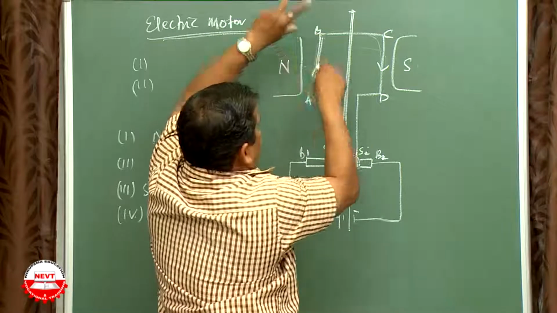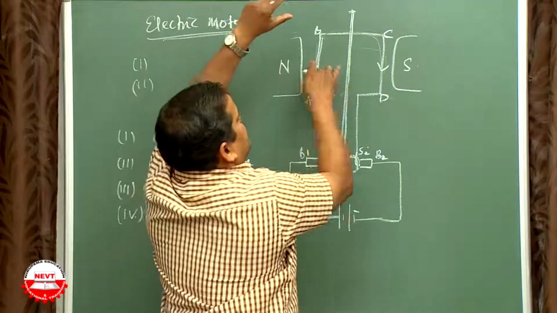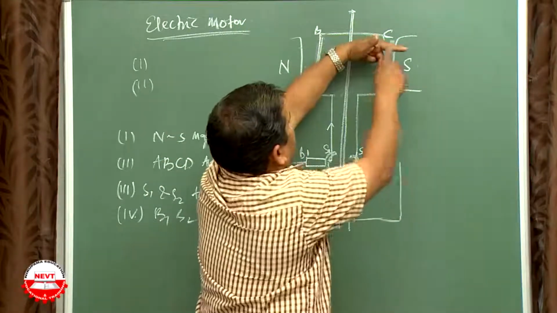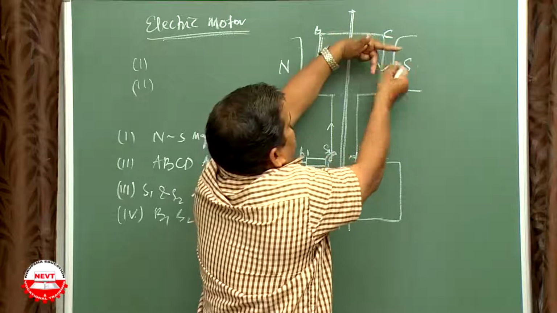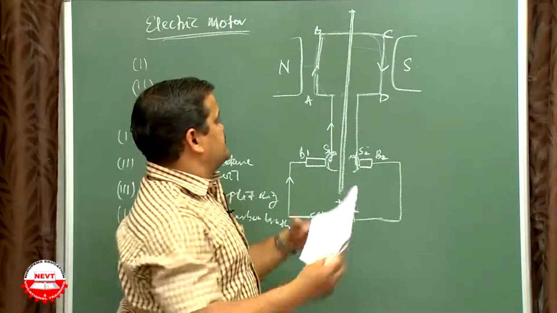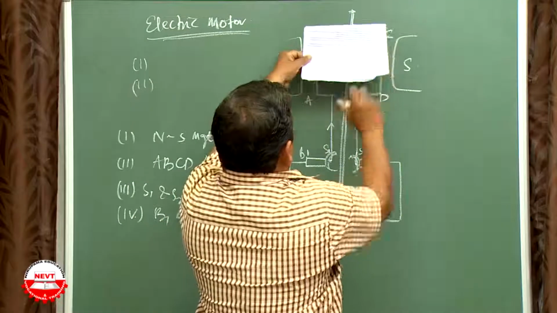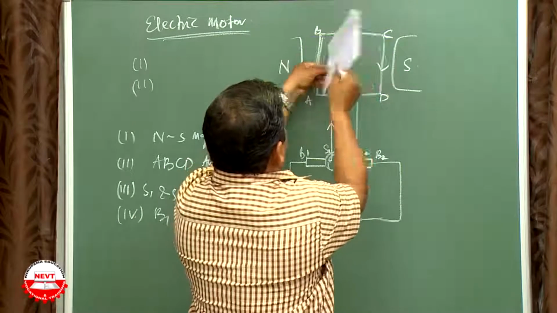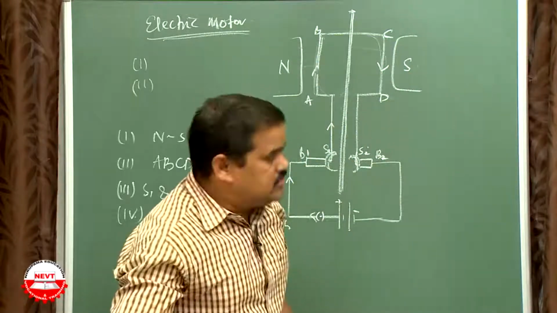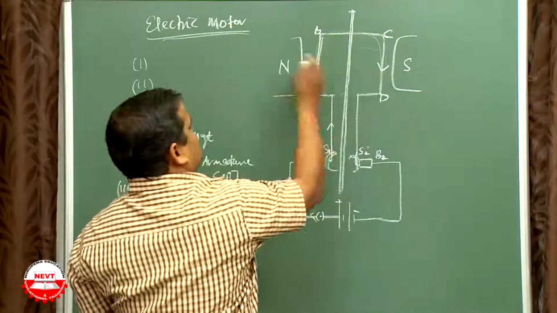So this part will move into the page, and in this part current is in downward direction, and here it is north to south. So it will move outward. That means like this. So here the force will act downward, here the force will act upward, like this. So it will start moving.